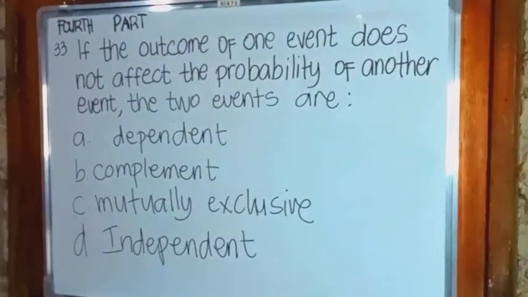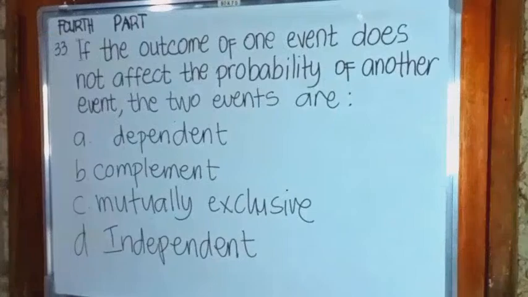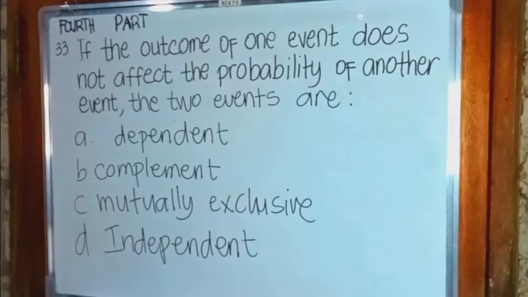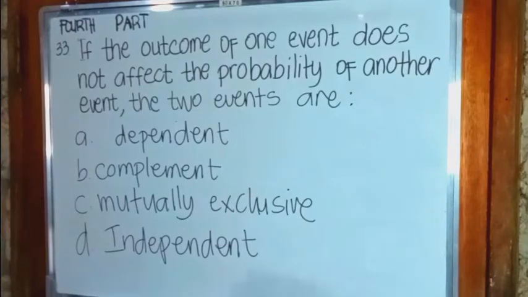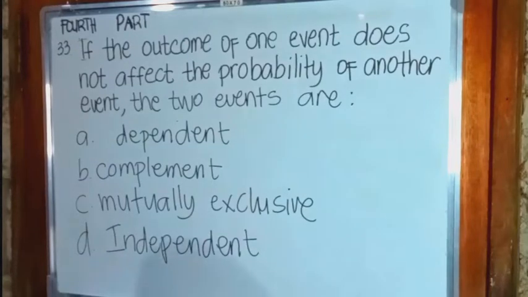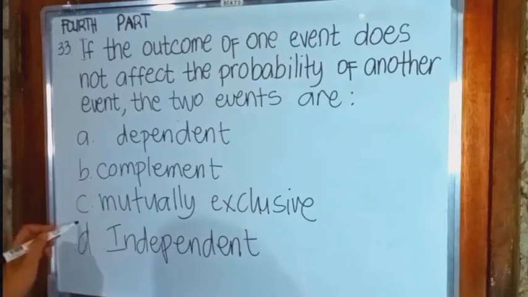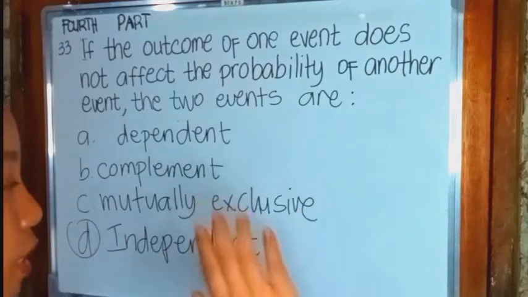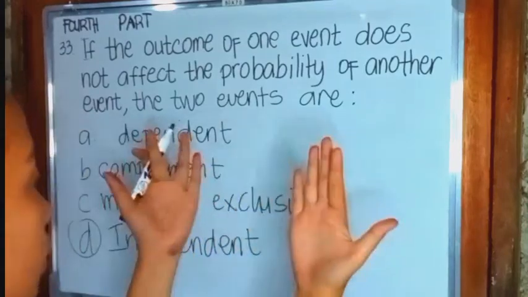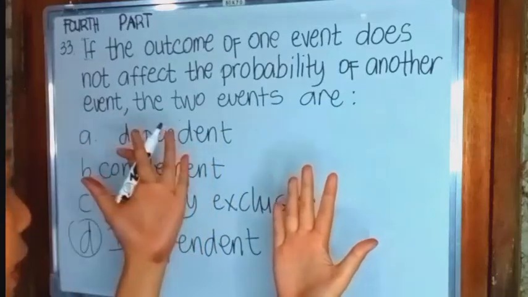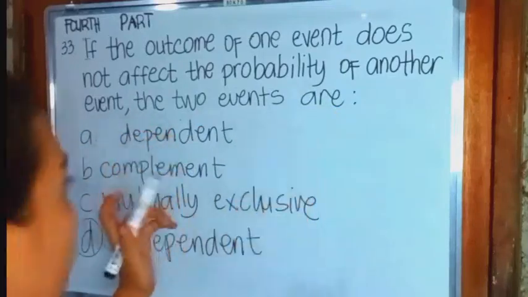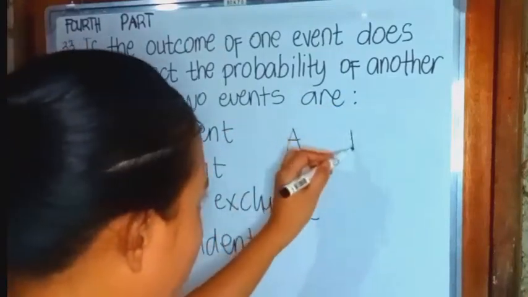Item number 33. If the outcome of one event does not affect the probability of another event, the two events are A. Dependent, B. Complement, C. Mutually exclusive, D. Independent. The answer is letter D. If one event does not affect another event, therefore they are independent to each other. This will not affect that event, and that event will not affect this event. Say, event A and event B.